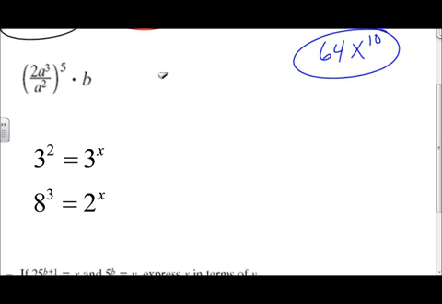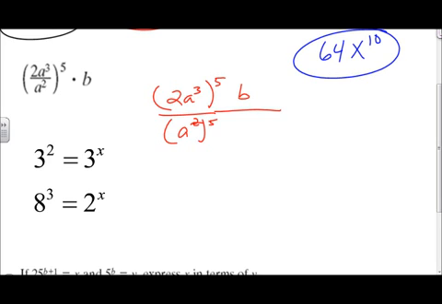I want to rewrite it as immediately bringing that 5 down to the top and down to the bottom. So (2a³)⁵ over (a²)⁵, just using that rule that says that I can split the fraction up by putting the 5 on the top and the bottom. And I know eventually I'm going to multiply by b, so I think at this point I'm just going to bring the b into the top of the fraction.